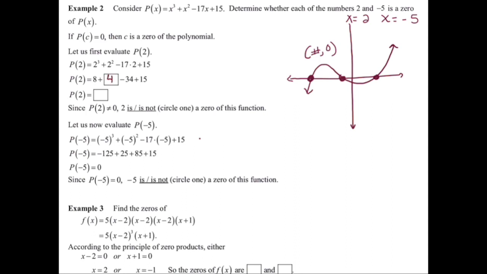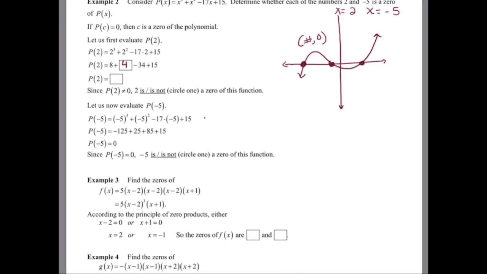When I add all those values together, I end up with -7. -7 is not equal to 0, so the point to -7 would be somewhere down here. That's not on the x-axis, so this is not a zero of the function.